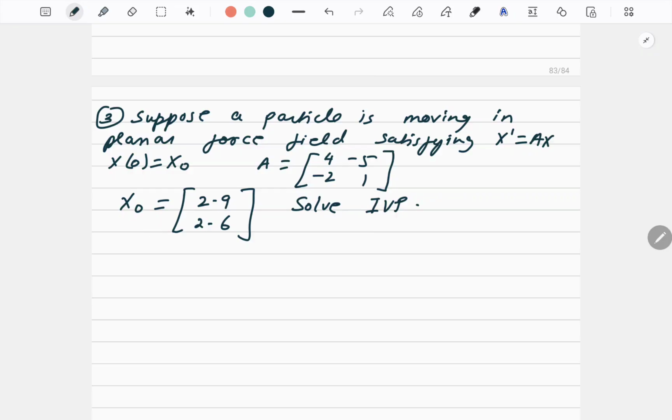See, now this question is exactly the same as the previous two questions. The only thing, they have not given me eigenvalue and eigenvector. So by my normal procedure, I should find out first eigenvalue and eigenvector. So let us work on that.